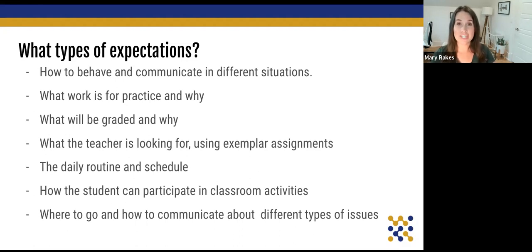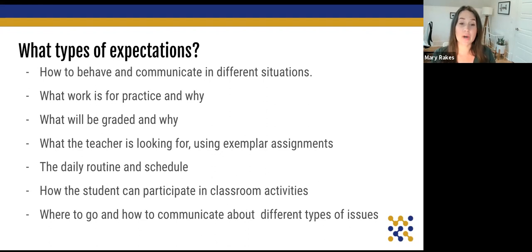We want them to know what work is for practice and why it's for practice. So that helps students understand that the work is important for them. We want them to know what's going to be graded and why. We want them to know what the teacher's looking for, and we can do that using exemplar assignments for students. It's going to be helpful to communicate the daily routine and the schedule just so students know what's coming next. A lot of schools have a different schedule based on the day of the week. And so providing students with that overview, they've probably missed a lot of that stuff at the beginning of the year. So really thinking through what they need from that part of the year when they come in later is going to be really valuable for them.